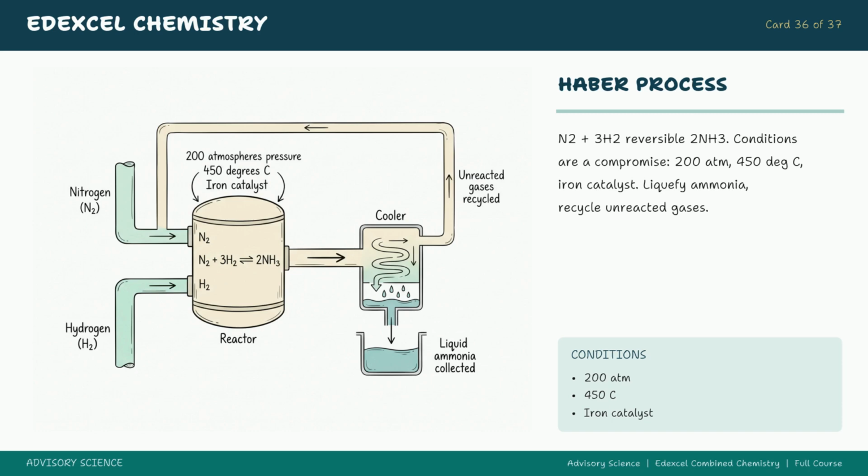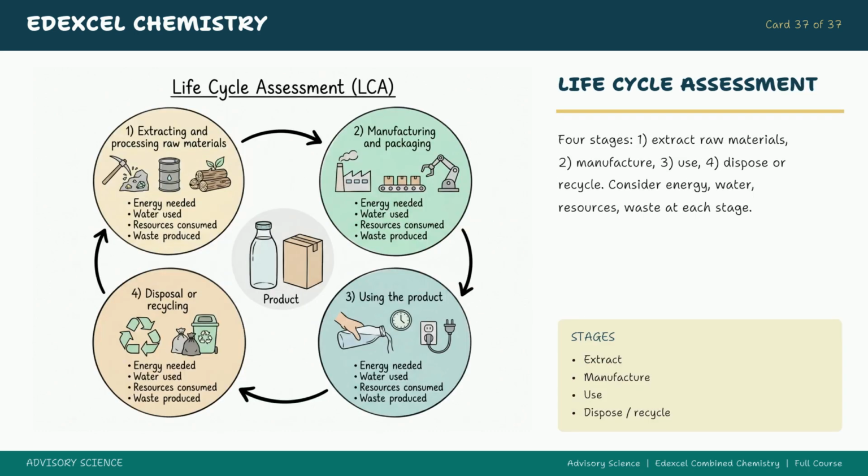Life cycle assessment. A life cycle assessment, or LCA, looks at the total environmental impact of a product from start to finish. It covers 4 stages. 1. Getting and processing the raw materials. 2. Making the product. 3. Using the product. 4. Disposing of the product.